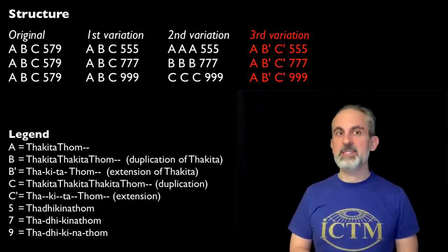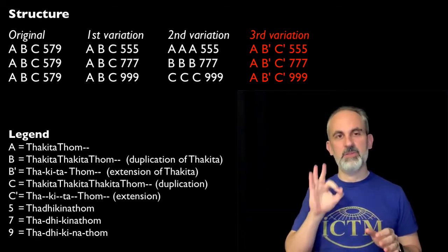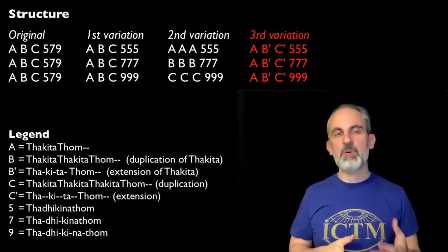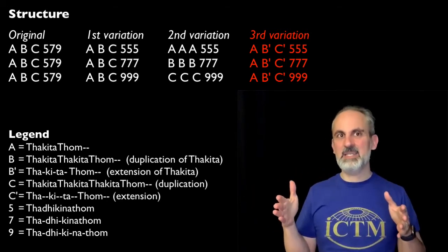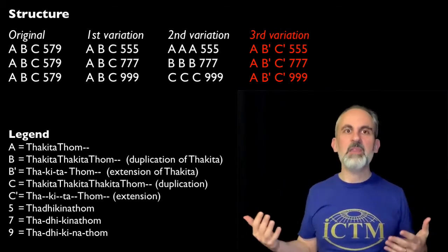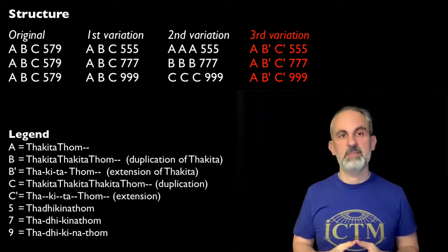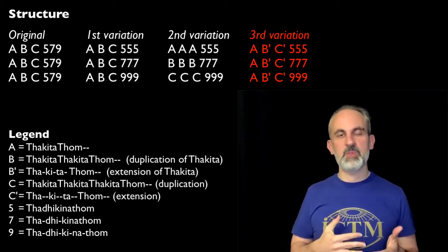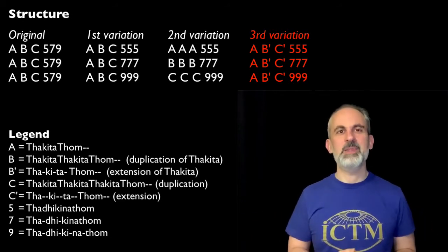We do the same with the C's. The original C is Thakita Thakita Thakitathom, 3 Thakitas in repetition. Whereas this C apostrophe or C prime is Thakitathom. So we take each syllable and extend it so that each lasts 3 beats, giving us Thakitathom, which is another phrase for 12, because Thakita Thakita Thakitathom, the original C, was also a phrase for 12. So you can see in which different ways we are reshuffling or having fun with this composition. And you can imagine that there are many more, but let's focus on these ones.